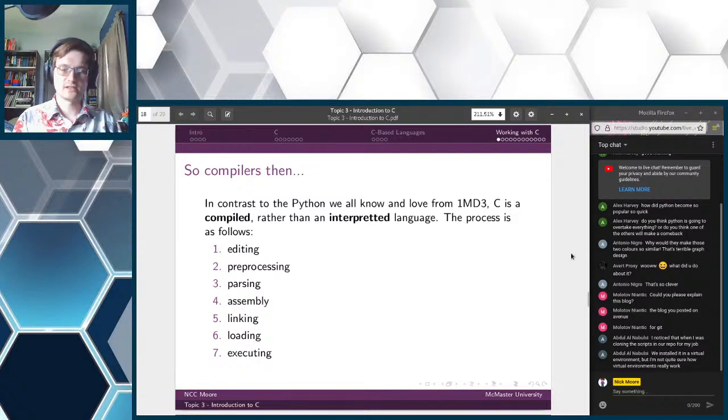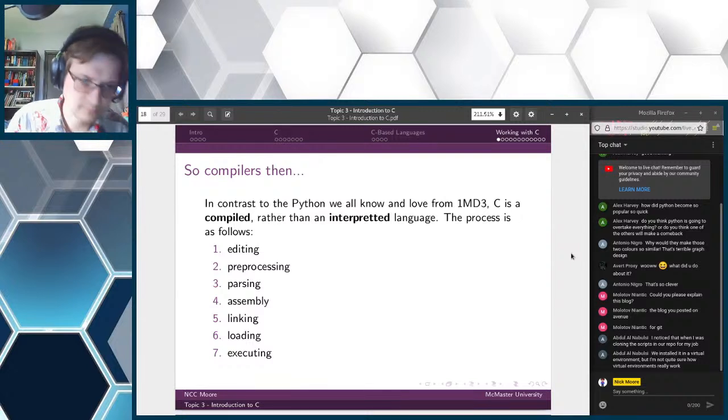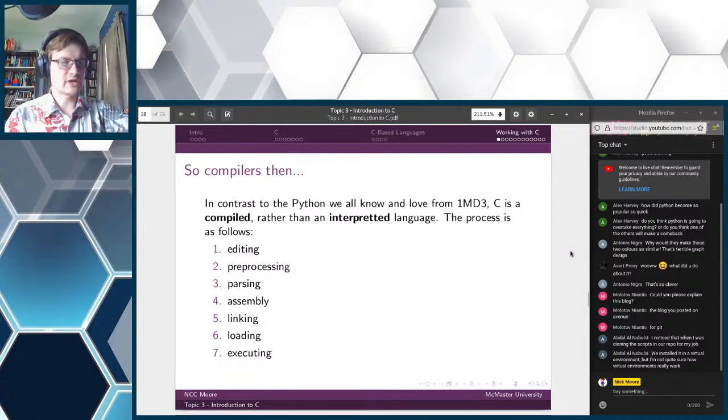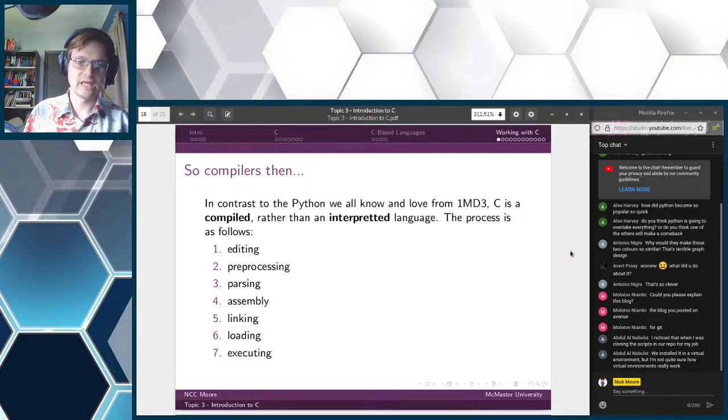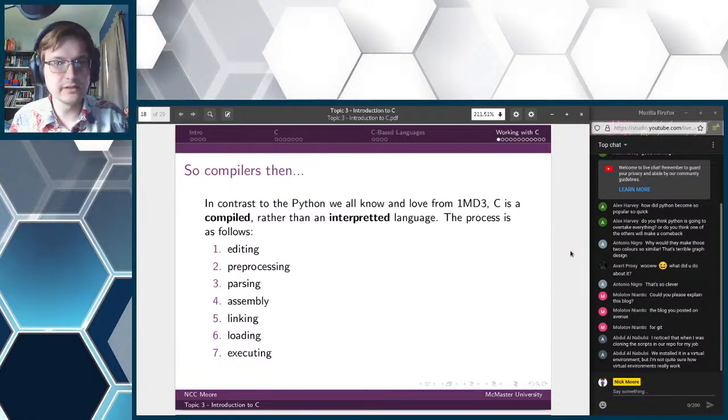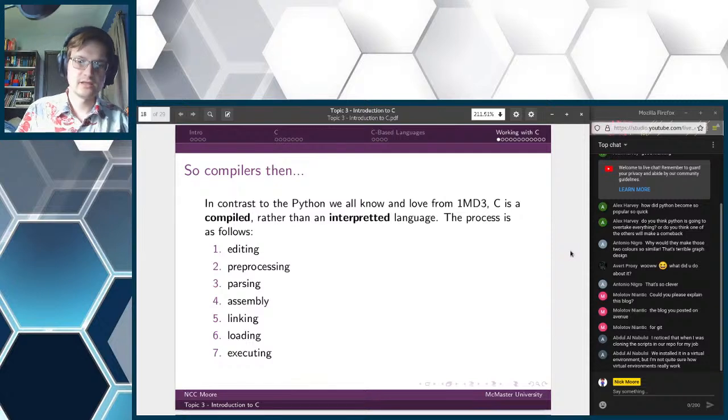So, we've talked a lot. Let's learn how to compile. This is how you compile a C program. In contrast to the Python that we all know and love from 1MD3, or 1D04 if you took 1D04 instead, C is a compiled rather than an interpreted language. So it's compiled, not interpreted. Python is interpreted, C is compiled.